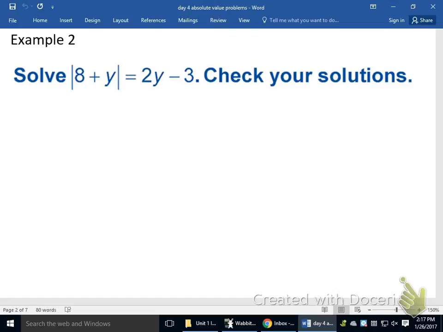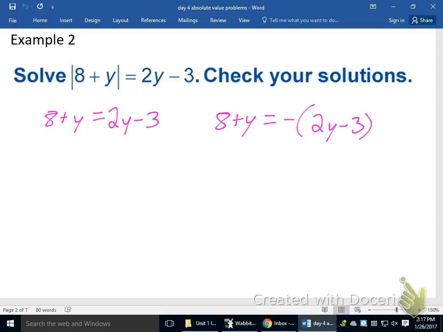Now, here's where it becomes a little bit of a beast. The 8 plus y could equal one of two things. One of the things 8 plus y could be is 2y minus 3, the positive version of it. Now the other thing 8 plus y could actually equal is negative 2y minus 3, because if it did equal this, when I throw that in here, it would have created 2y minus 3. Now I'm going to solve both of these equations and have both of my answers.